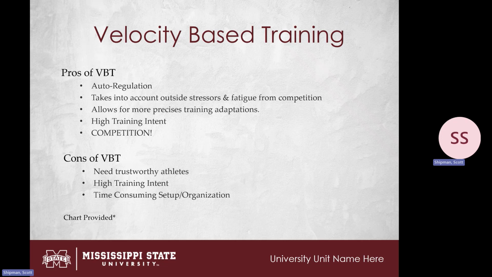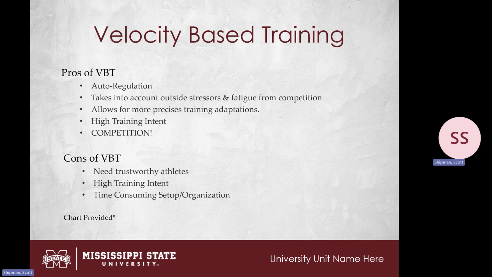Another huge pro is that anytime we're in the weight room, I want our athletes training with high intent with every movement, but also a high level of competition. Anytime we're putting a number on something, it allows our athletes to compete with each other, which obviously gives us a more intense training adaptation.